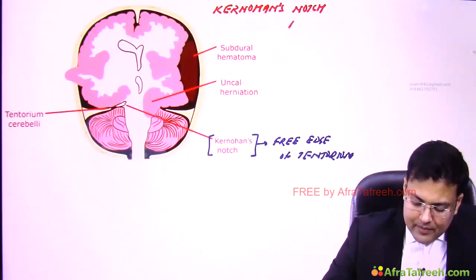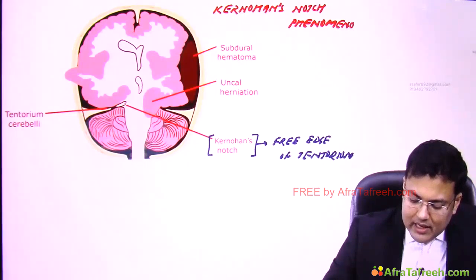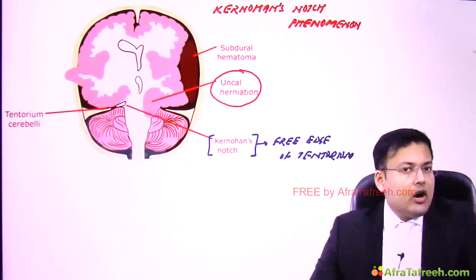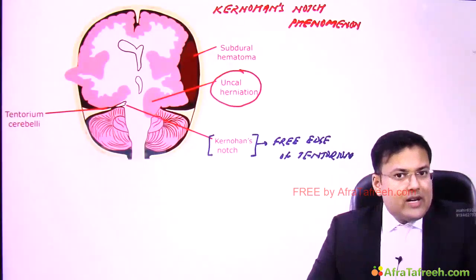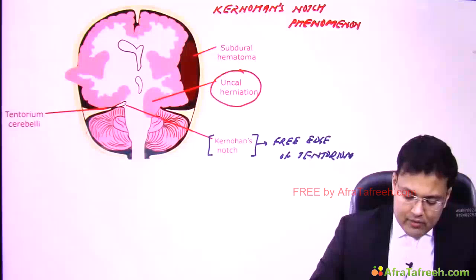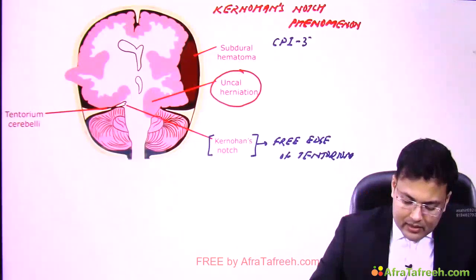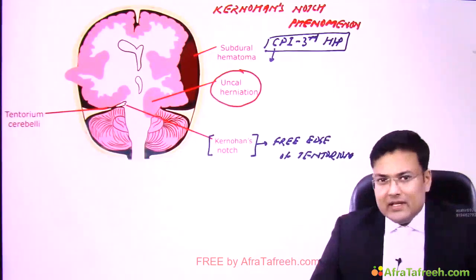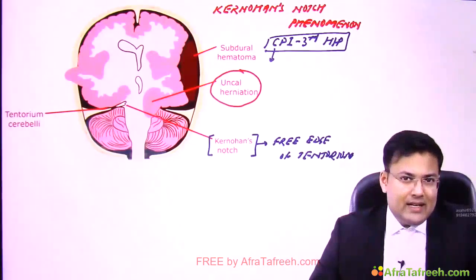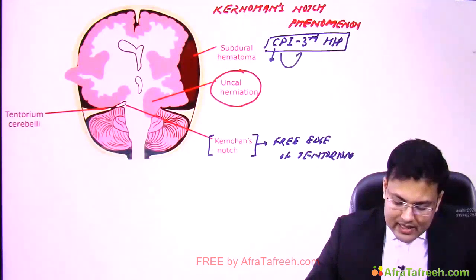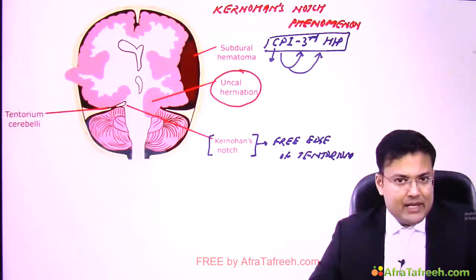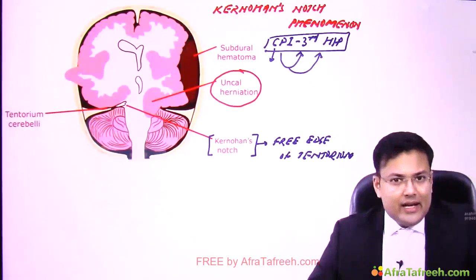So one thing is clear, that this Kernohan's notch phenomenon is associated with uncal or transtentorial herniation. And what happens in this, how to remember? The mnemonic is CPI, third hind precedent. CPI means there is cerebral peduncle indentation leading to ipsilateral third nerve palsy and ipsilateral hemiparesis. I'm repeating, CPI, third hind precedent.